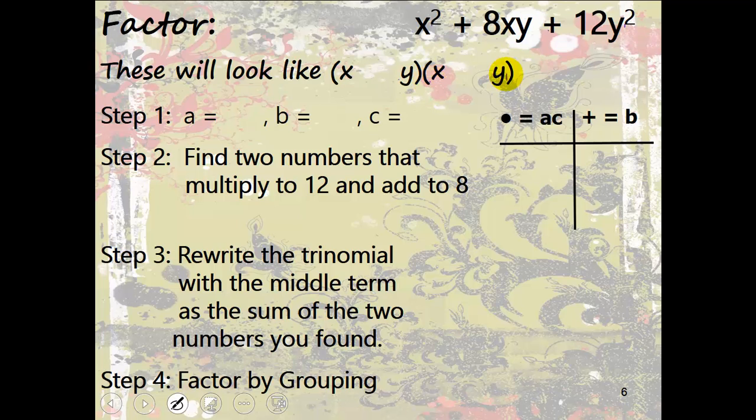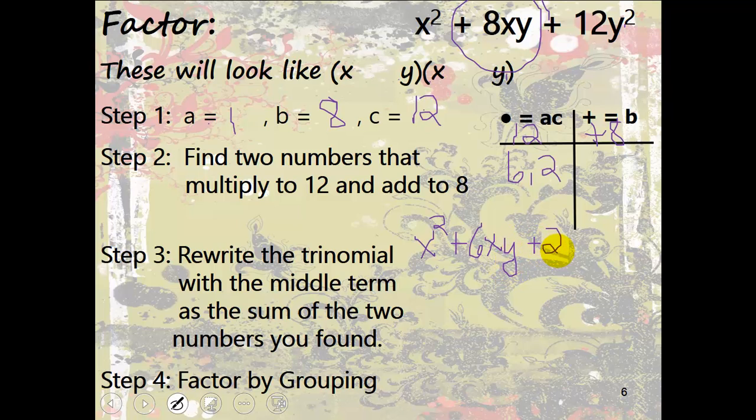A is 1, B is 8, C is 12. We're looking for two numbers that multiply to 1 times 12 is 12 and add to 8. And again, I got 6 and 2. So what I'm going to do is instead of writing 8xy, I'm going to take x squared plus 6xy plus 2xy. I know it has to be an xy because my original had an xy, plus 12y squared.